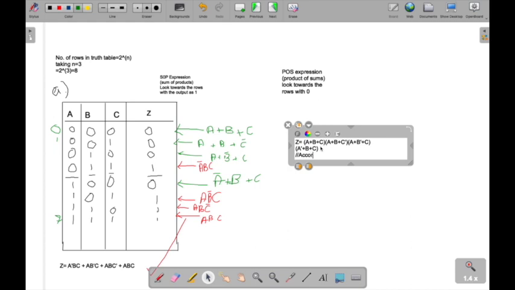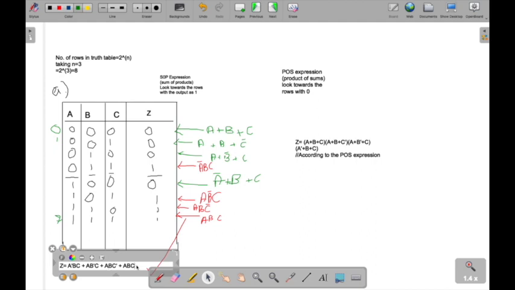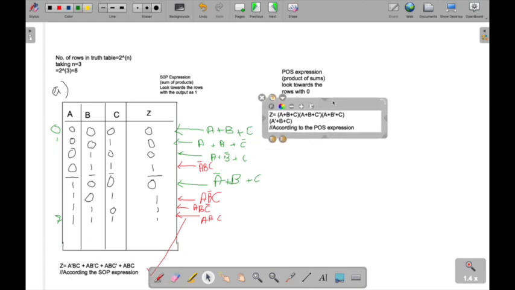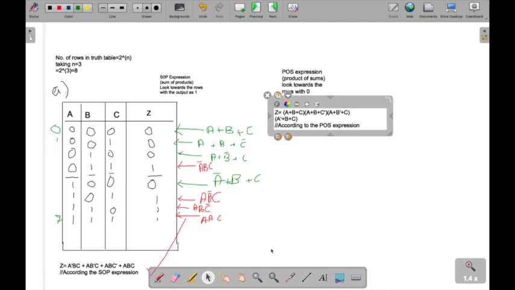So this is according to the POS expression. While this is according to the SOP expression. Right, so now we have these answers for the question. Now we have completely discussed the first question.